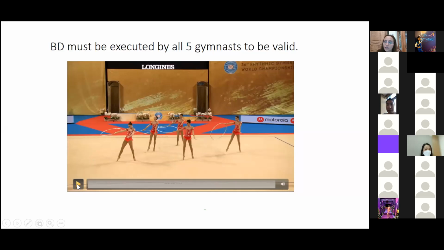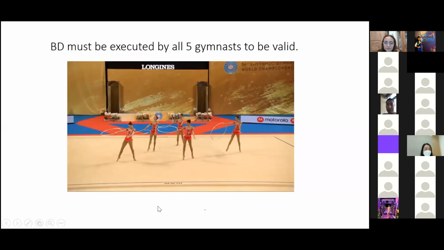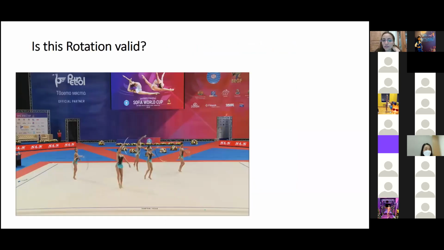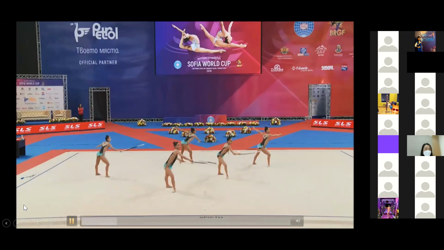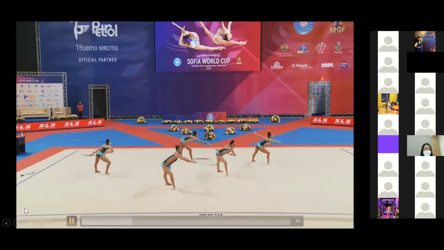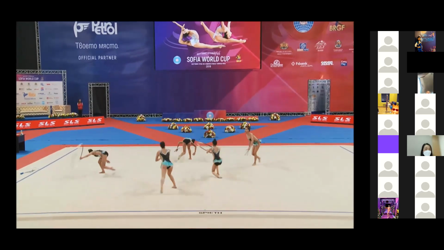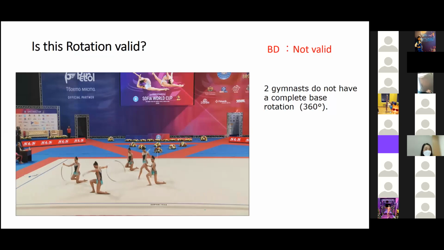Look at one gymnast, she did not. If one gymnast does not perform the BD is not valid. What about here? Okay. 2 gymnasts do not have a complete base rotation, so the body difficulty is not valid.